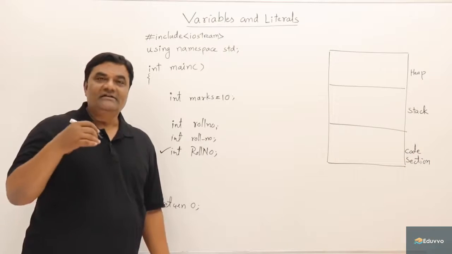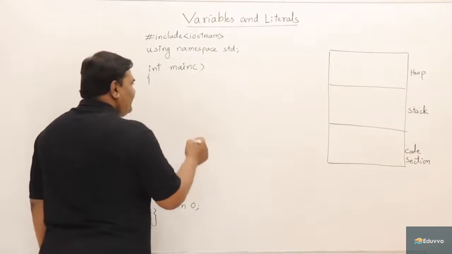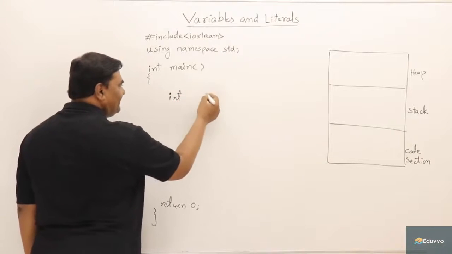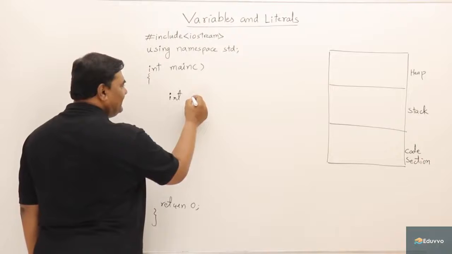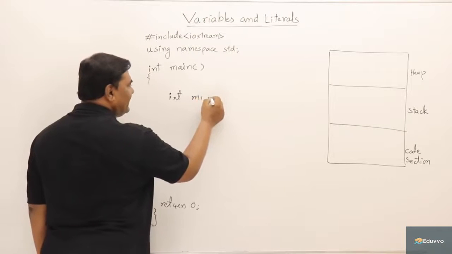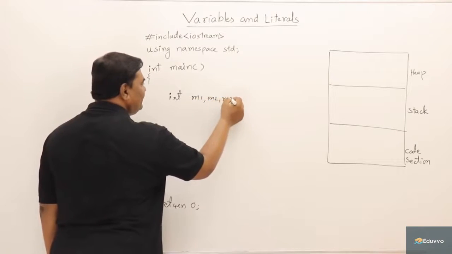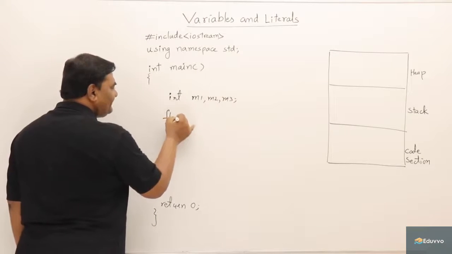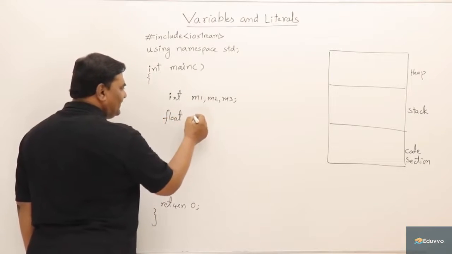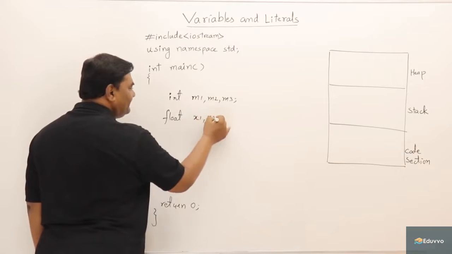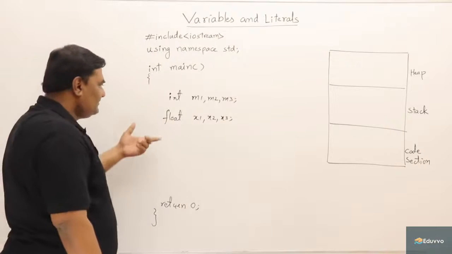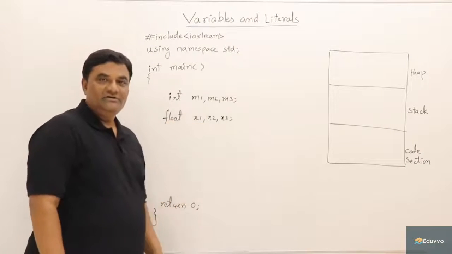Now let us look at declaration. When we declare a variable, it should have its data type, and if I am declaring multiple variables, I can declare them together: m1, m2, m3. These are three variables I can declare at once. And if the data type is float, I should write float, and I can declare multiple variables for any data type. So multiple declarations are also allowed.